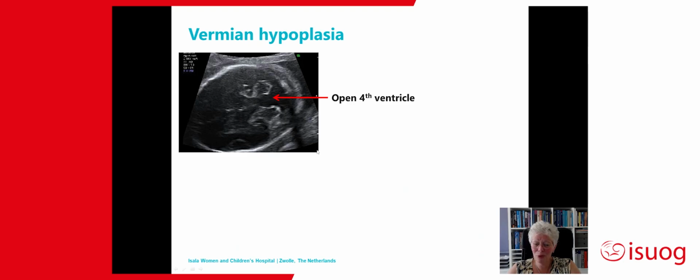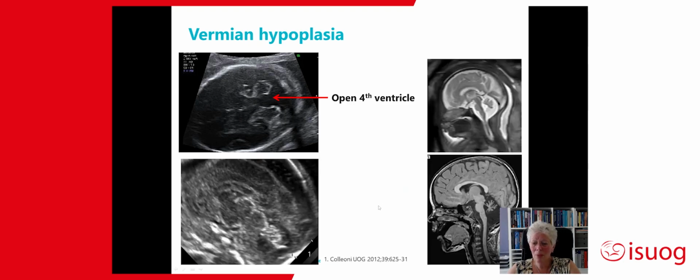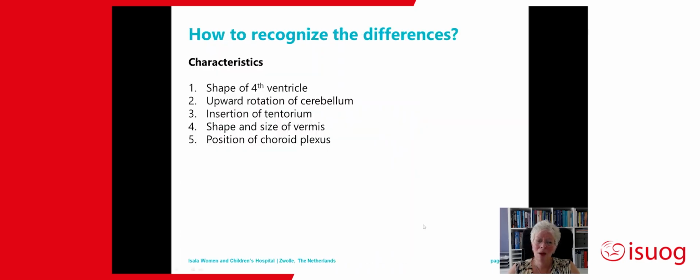In the axial view, we can see this. And if we look sagittally, again we have a superior rotation of an abnormal vermis. It's completely abnormal there, and mostly a normal torcular. Then how can we recognize the difference between these malformations? I've said it at the beginning. We look at the shape of the fourth ventricle, the upward rotation of the cerebellum, the insertion of the tentorium, the shape and the size of the vermis, and the position of the choroid plexus.